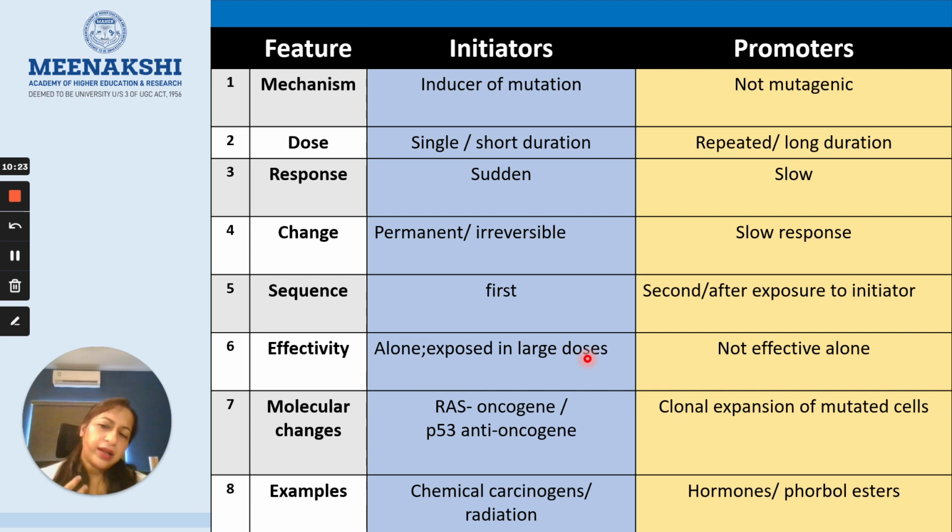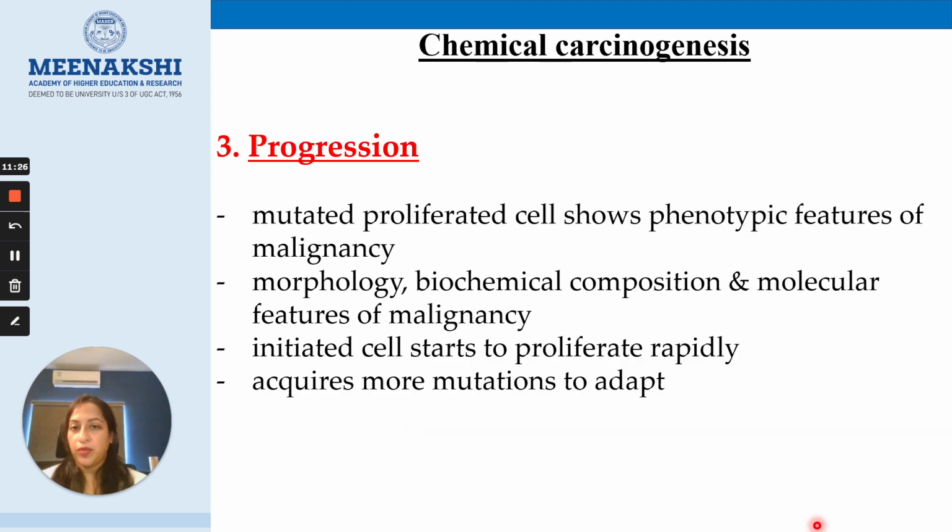Effectivity: you need either large doses in a short duration, or a small dose over a long period can also initiate tumors. Whereas promoters are not an effective agent acting alone. It requires the initiator to cause the initial mutation before the tumor process. The molecular changes: you have the RAS oncogene, you have the P53 oncogene, whereas here you have only clonal multiplication of these cells. Whereas in initiation, you have specific mutations that occur to these crucial cells that regulate the cell cycle. So the chemical carcinogens and the radiation carcinogens are all initiator carcinogens, whereas hormones and esters and these artificial sweeteners, they are all promoters.